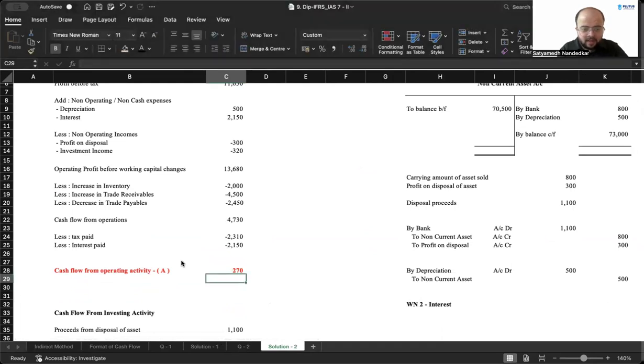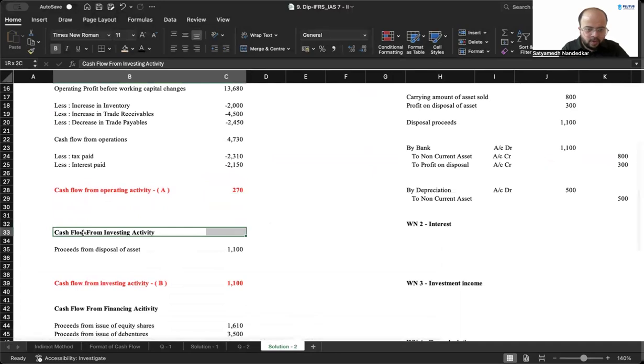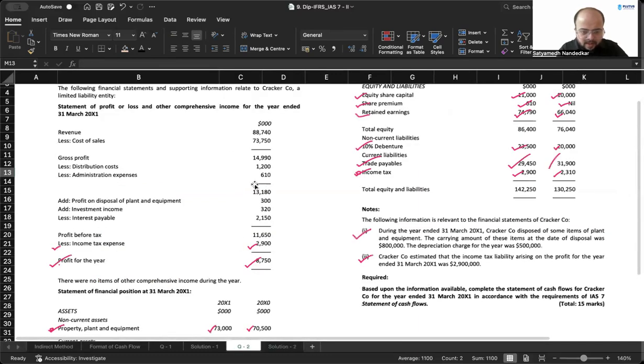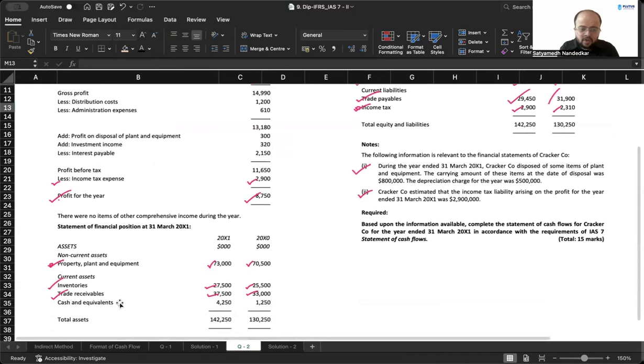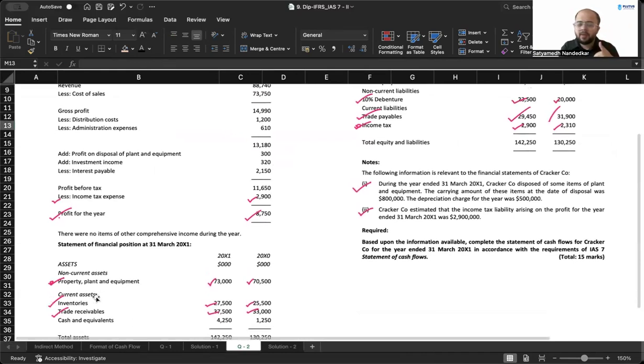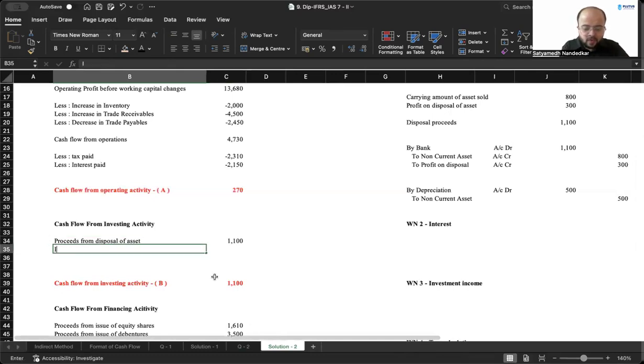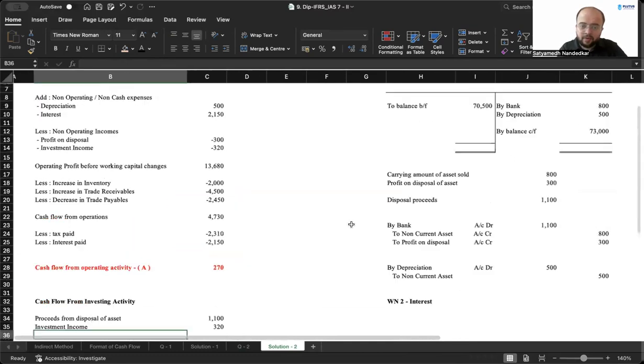Now, investing activity, what all you should be looking at? In case of investing activity, there is proceeds from disposal of asset 1,100. See here, there is investment income. Investment income could be dividend, could be interest, could be anything. Now, had this been receivable, you would have seen this on the current asset part in the balance sheet, but you don't see it. That means this entire amount has been received. 320 investment income has been received. So just write it down. Investment income 320. This is an inflow for me.